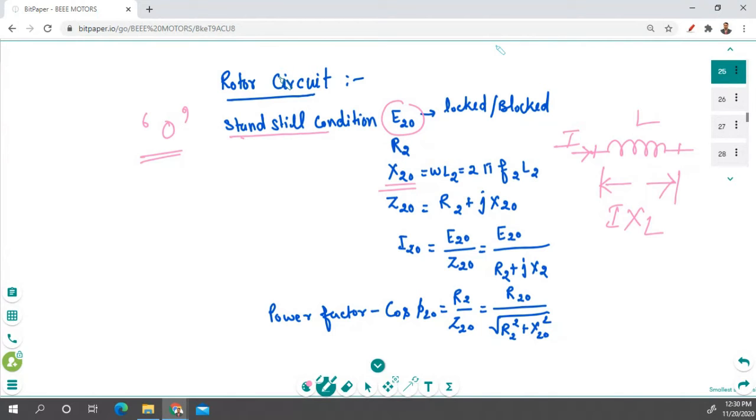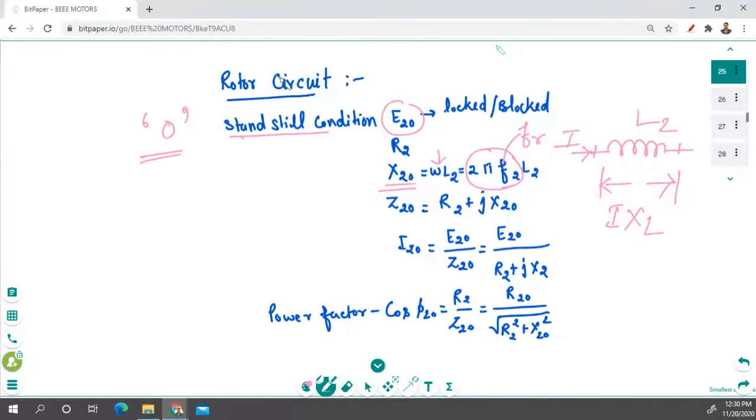How can you represent this? We can represent it by omega into L2. Let's suppose this is L2. We put the value omega into L2, where omega is 2 pi f, and we take f2, which is the frequency of the rotor. That's why we have used 2 in every symbol here: the 2 represents the rotor, and 1 represents the stator.